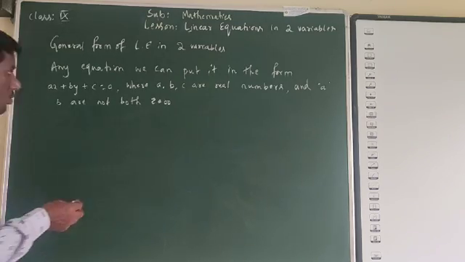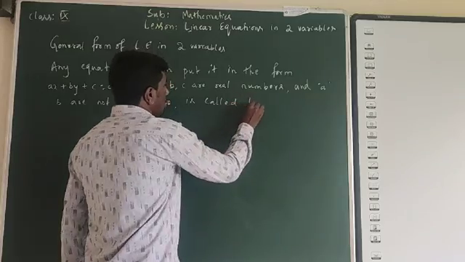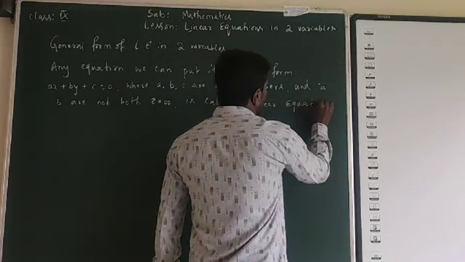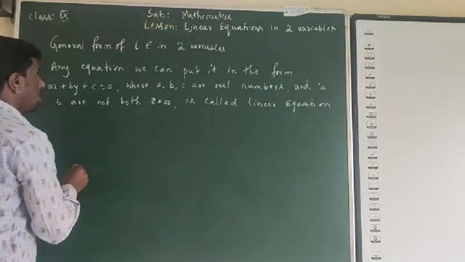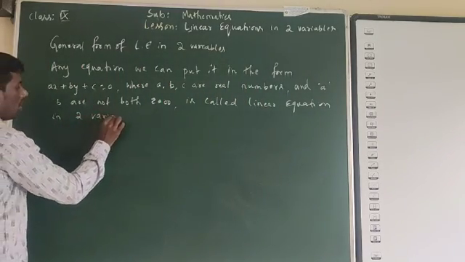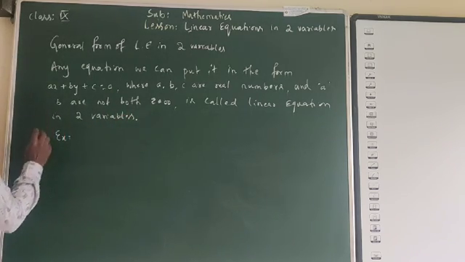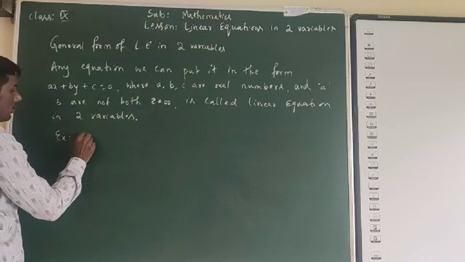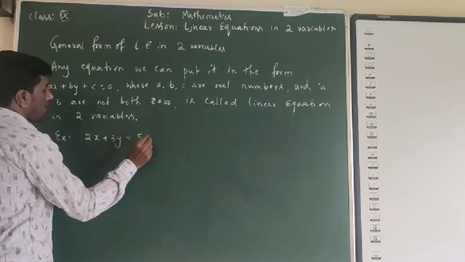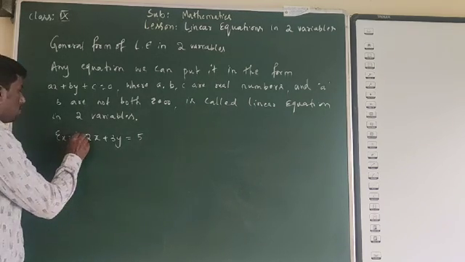Such an equation is called a linear equation in two variables. Example: 2x plus 3y is equal to 5. This is an example of a linear equation in two variables. So this is one. Second one.